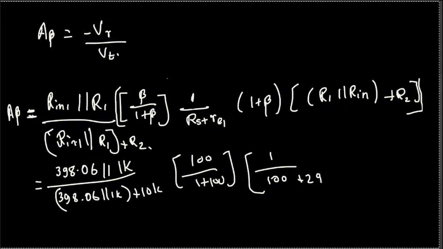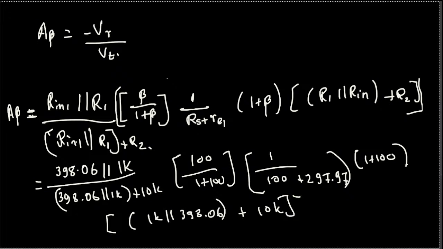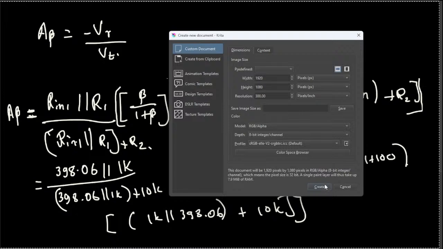And the emitter resistance we also found out is 297.97. So plus 297.97 times 1 plus beta, which is 1 plus 100, times the R1, which is 1K, parallel Rin, which is 398.06, plus R2, which is 10K. Multiply everything and calculate the final answer, and you will end up getting the A beta value to be 6.92, and that's our loop gain.